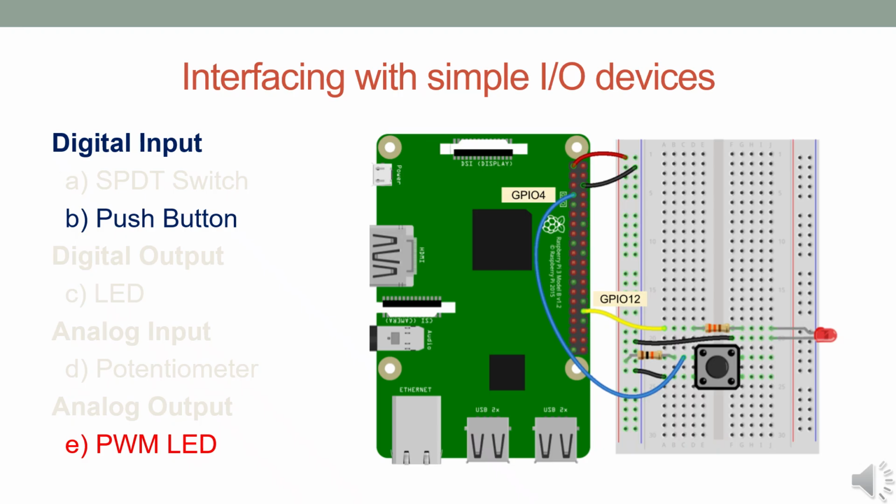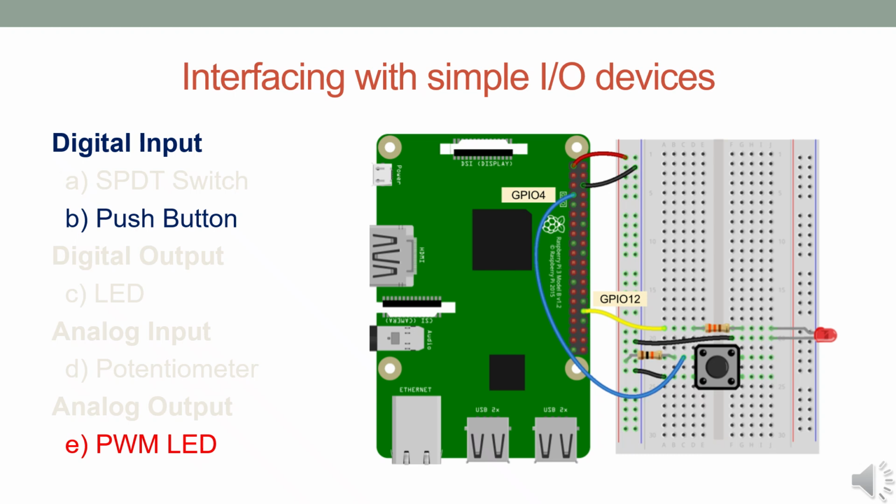In software, we will enable the internal pull-up resistor on GPIO4 so that the pin reads a high signal when the button is not pressed and a low signal when it is pressed. This method avoids floating inputs and eliminates the need for an external resistor in basic projects.